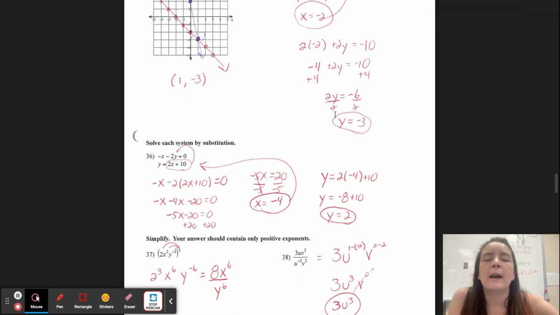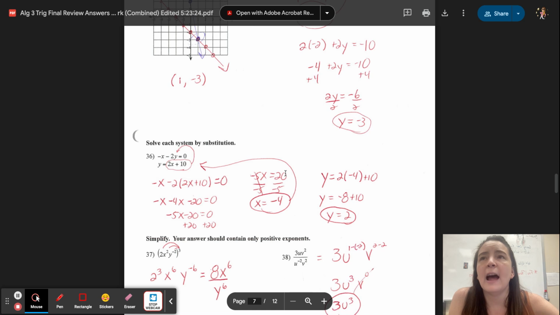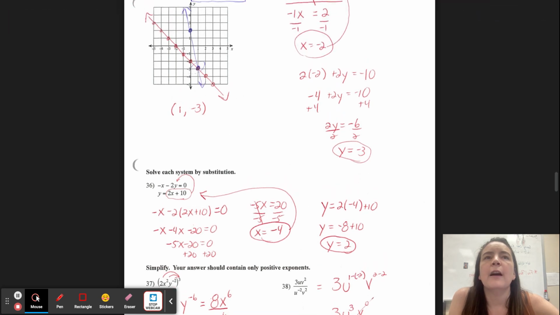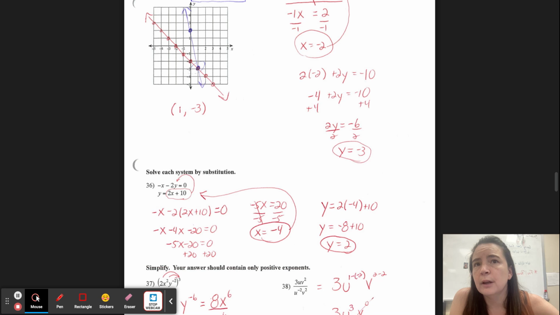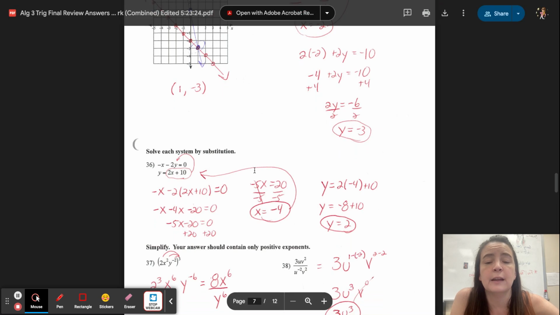Now, also in these two, you could have no solution or infinite solutions. Those problems, what happens is the variable cancels out, and then you're either left with a true or false statement. If the variable cancels out and it's true, you're going to have infinite solutions. If the variable cancels out and it's false, you're going to have no solution. So please be aware that that does exist for these as well.